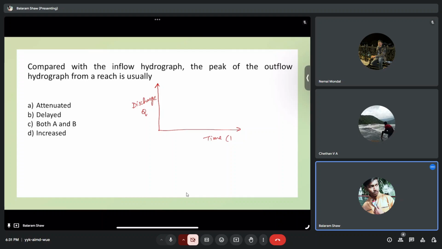Yeah. So now we'll move to the routing methods. The routing methods are again classified into two groups. First is the lumped or hydrologic routing, or hydrological routing, whatever you see. And the second one is the distributed routing, or sometimes it is referred to as hydraulic routing.